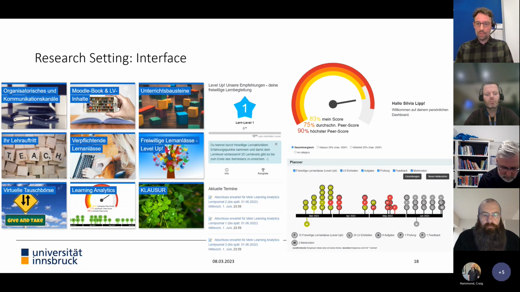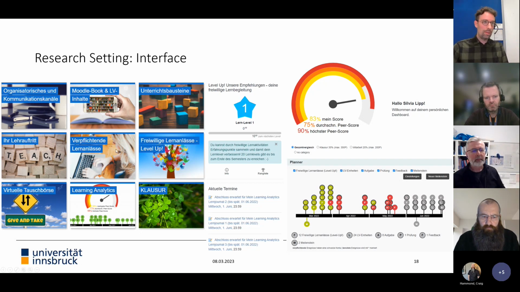Here you see the interface. On the left side, it's the standard Learn Moodle interface. You see different learning possibilities. I'm sorry, that's in German, but it's just so that you see how it looks. In the middle, you see compulsory learning activities. Here on the right, voluntary learning activities. Here, the learning analytics dashboard. Here you see exams and other things.